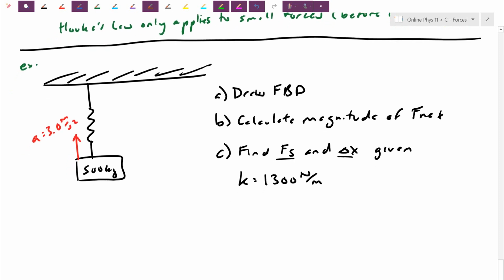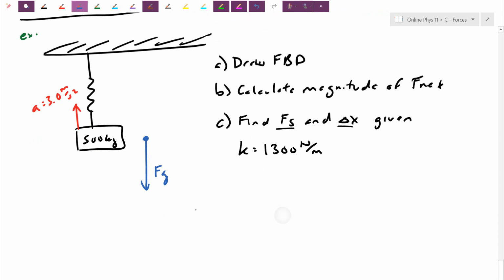As always, I want to start off with a free body diagram. What forces act on this object? So I'm going to imagine all 500 kilograms is squeezed into a tiny mass. Well, we always know there's gravity. The only reason why it's hanging here is because gravity is pulling downwards on it. The nice thing about gravity is you always have a formula for it. Fg is equal to mg. So since you have the mass, you can simply go 500 times 9.8.